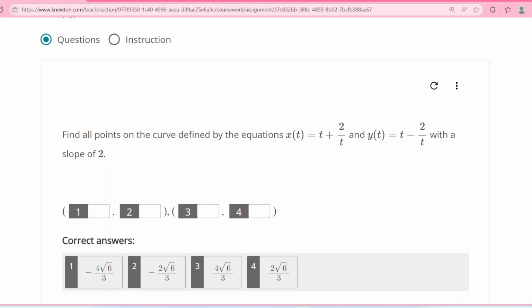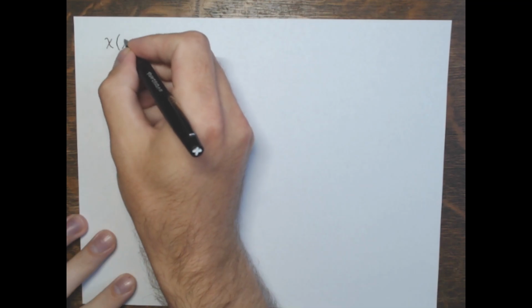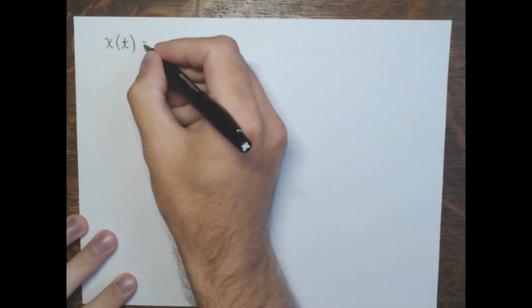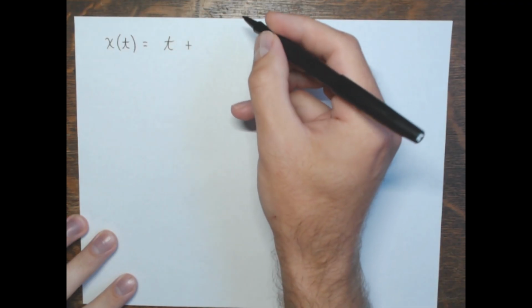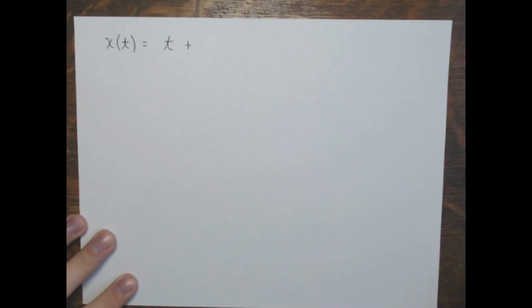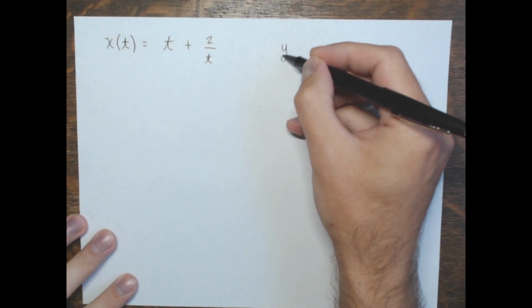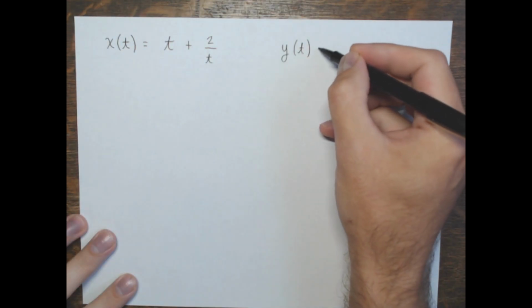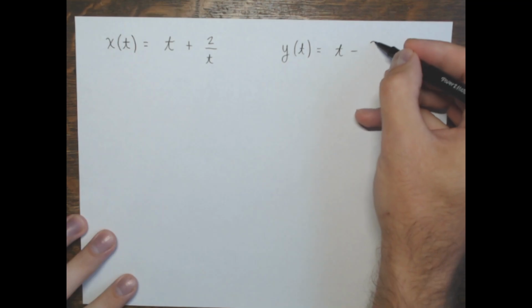Okay, I'm going to go to some paper here. So the equations given for the curve, the parametric equations depending on parameter t, are x of t equals t plus 2 divided by t, and y of t equals t minus 2 divided by t.